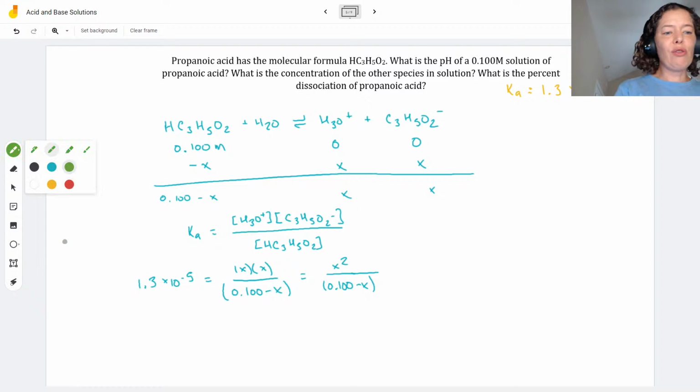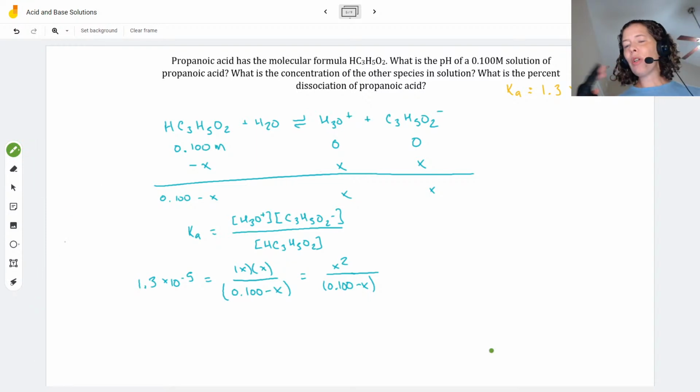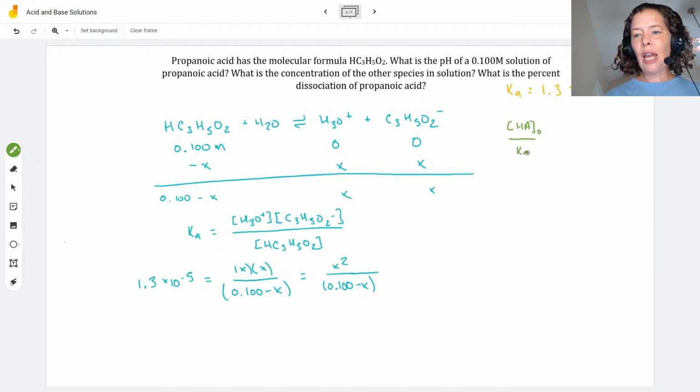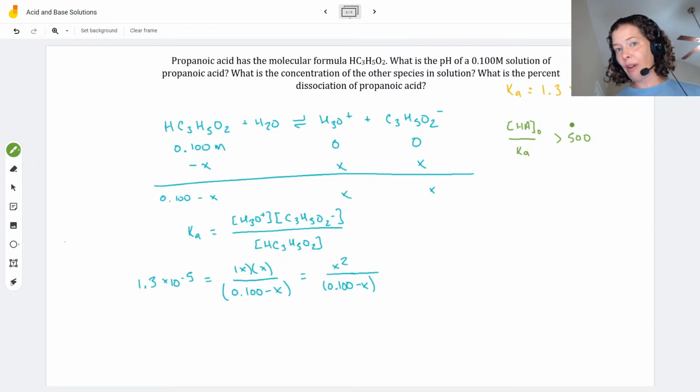So let's see if we can drop that minus x. I'm going to start with what I call the 500 test. If you take your original concentration of acid, in this case propanoic acid, and you put it over your Ka, if that value is greater than 500, then you can drop that minus x term, and you will still get the correct answer.